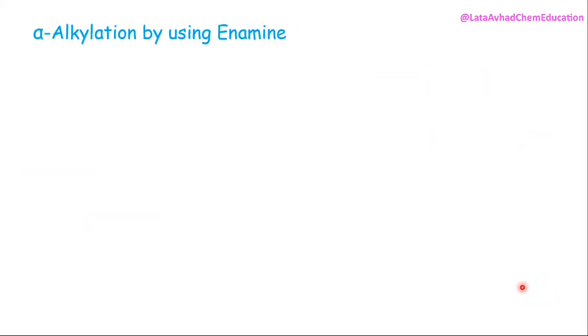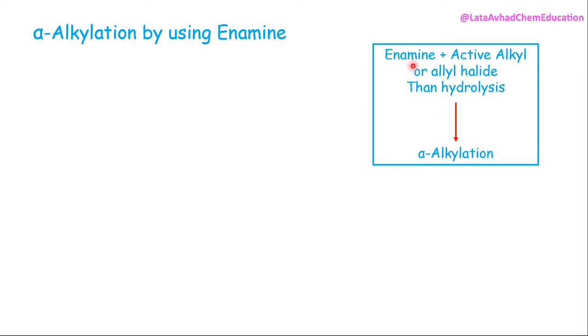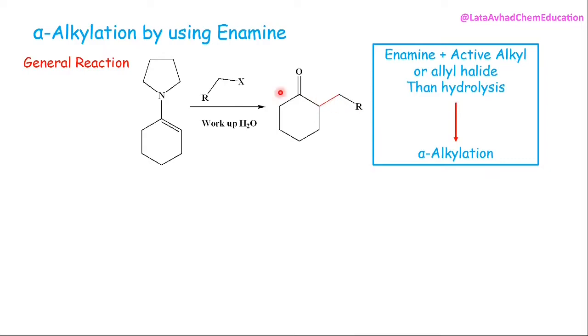Next, reactions of enamine. First one, alpha alkylation by using enamine. Enamine is treated with an active alkyl or allyl halide followed by hydrolysis, which gives alpha alkylation. See the reaction. Enamine is treated with alkyl halide followed by work up with water. We get alpha alkylation.